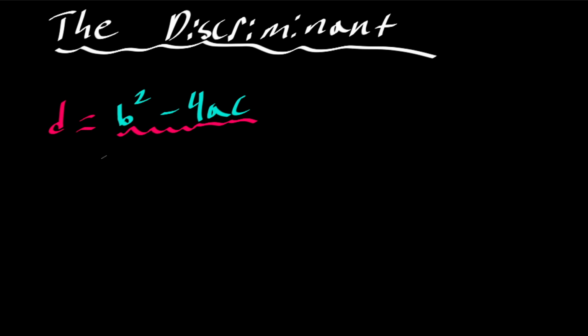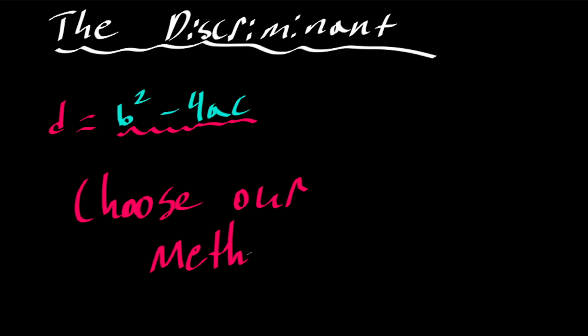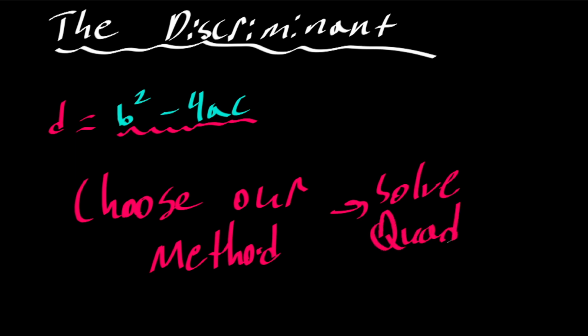Now, the discriminant tells us a bunch of different things. It actually helps us choose our method when we solve a quadratic. All right. So first of all, let's get down what the answer for the discriminant tells us. We can break it down in a big chart. I'll try to make it as nice as possible.